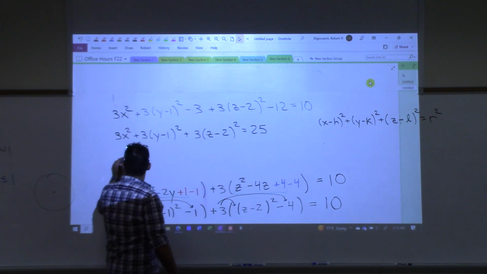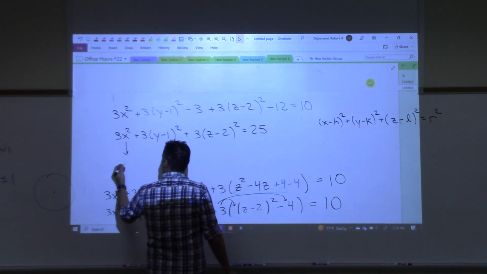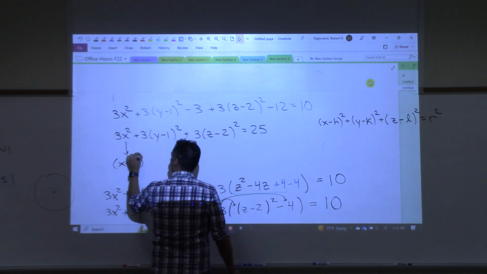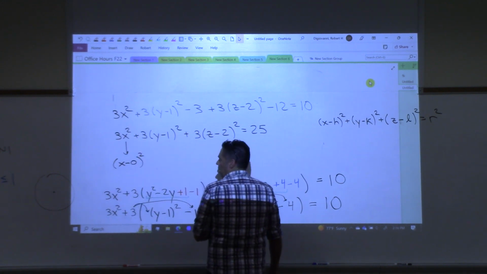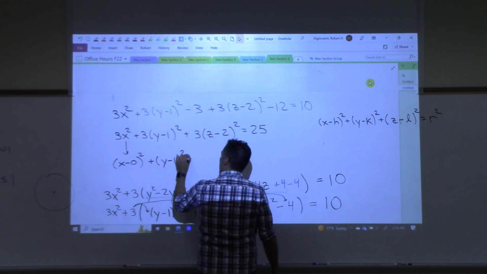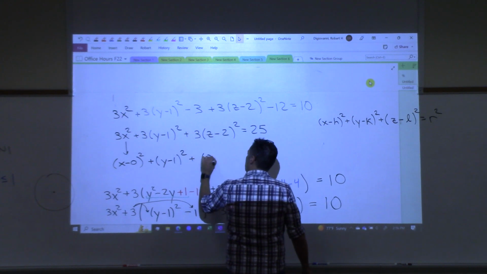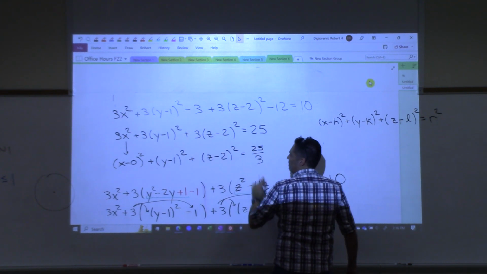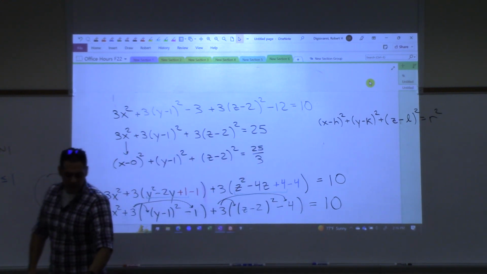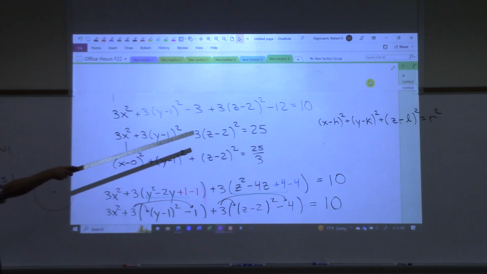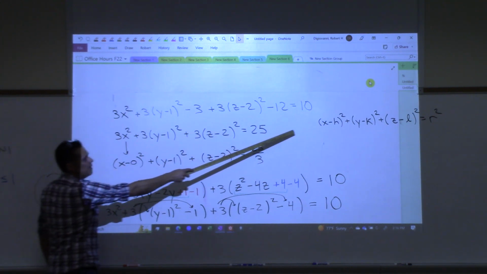Divide by 3. I'm going to rewrite this term, even though the 3 is going to be gone, like this: (x minus 0) squared, because that's what x squared really is, plus (y minus 1) squared, plus (z minus 2) squared equals 25 over 3. The only reason I wrote x squared as (x minus 0) squared is just to make it look like the formula over there, right? Yeah. To make it look like this.